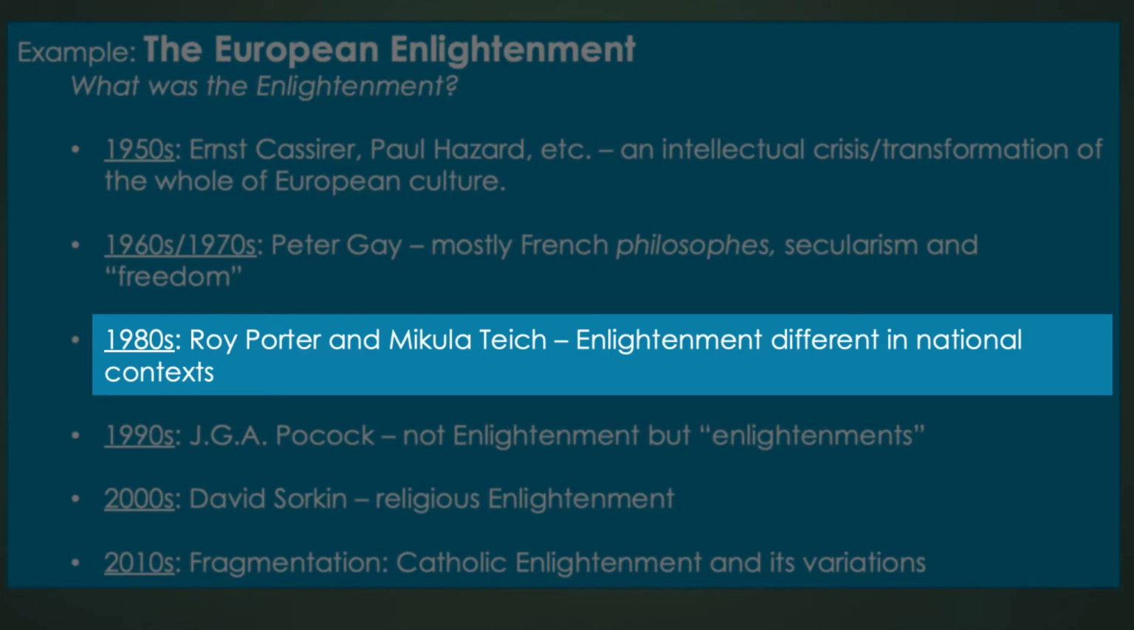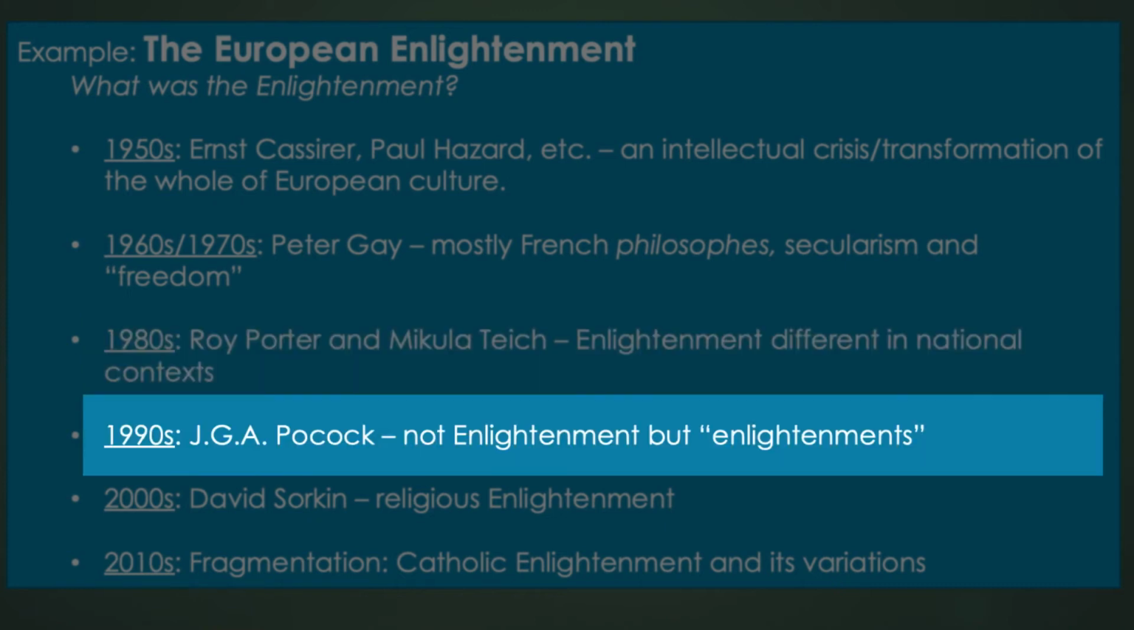In the 1980s, the historiographic debate changed again when Roy Porter and Mikuláš Teich published a book in which they suggested, and others followed, that the Enlightenment actually looked really different in different parts of Europe. That opened up historians to saying in the 1990s that there wasn't really one Enlightenment, but rather many Enlightenments, diverse movements that shared some commonalities, but on the whole had really different features.